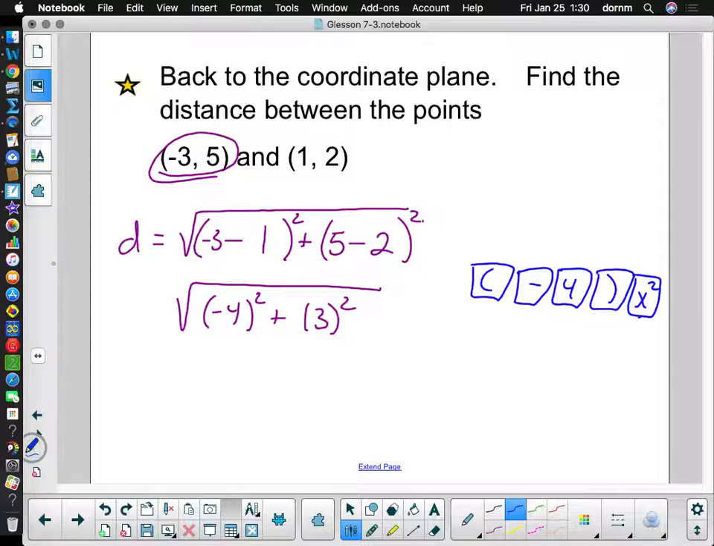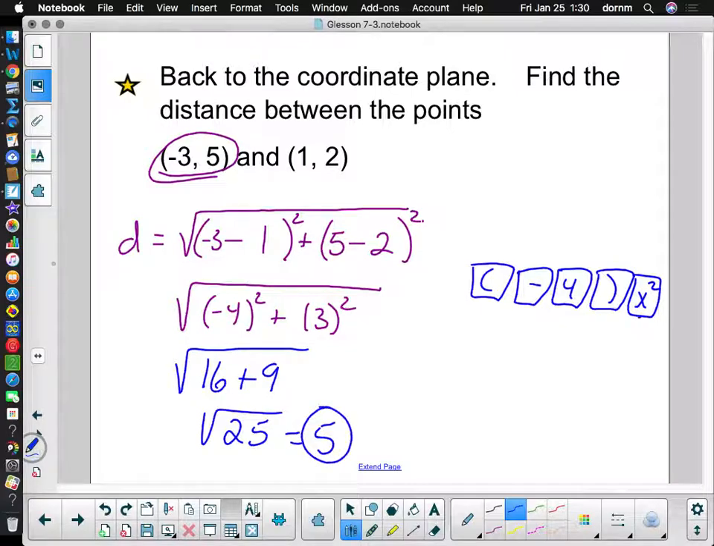Most of you should know what negative 4 squared is without the use of a calculator in any way, though, right? Negative 4 times negative 4 is 16, which is the square root of 25, which makes us happy because that's a whole number of 5.